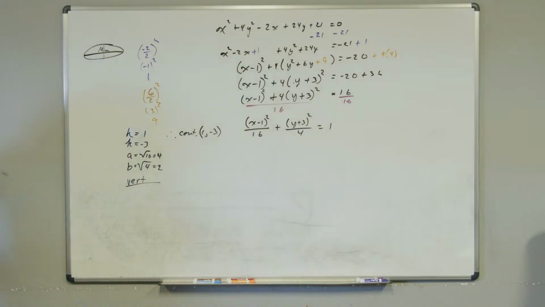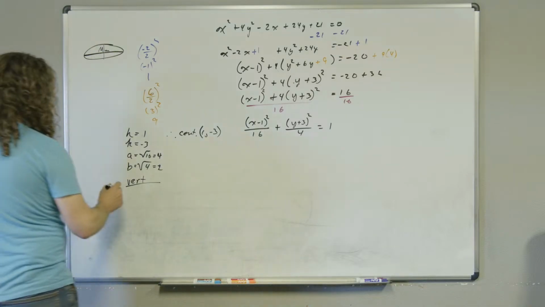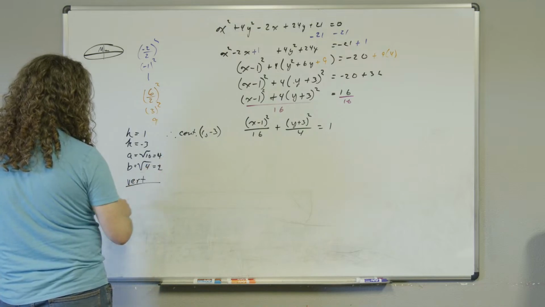So how do we find the vertices? H plus or minus C. So what do we need to find? That's not the vertices, is it? It's H plus or minus A. You're talking about the foci. That's right. So A we already found is 4.